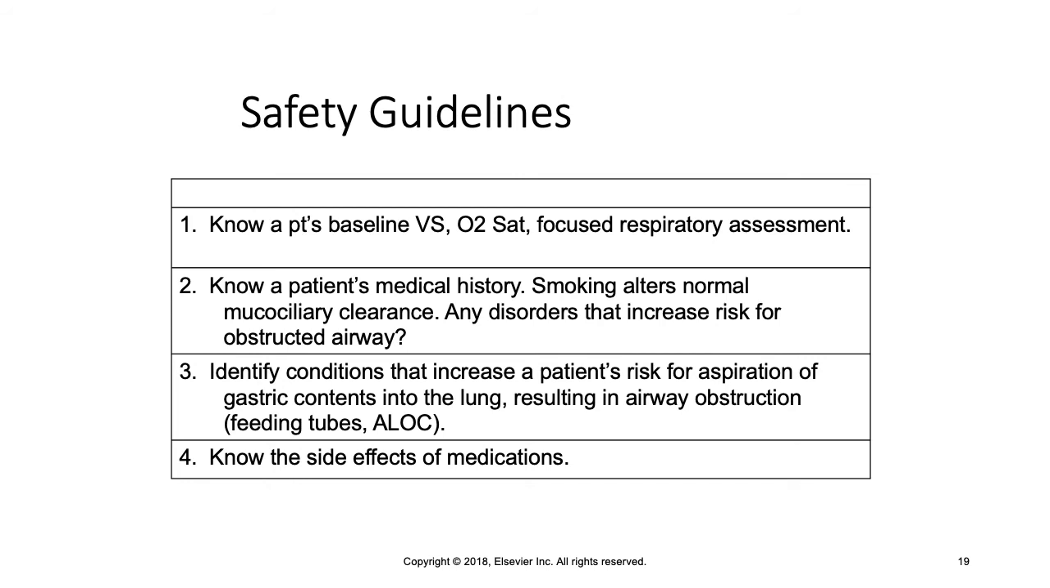You want to also know if your patient has an increased risk for aspiration of gastric contents into the lungs. So do they have altered level of consciousness? Do they have feeding tubes in place that put them at risk? Make sure the beds are at 30 to 45 degrees. Know the side effects of medications that your patient is on. So are they on any medications that may cause bronchospasm? Are they on any sedatives, any opioids that may make them sedated and less able to protect their airway or cough more effectively or move around to mobilize secretions?